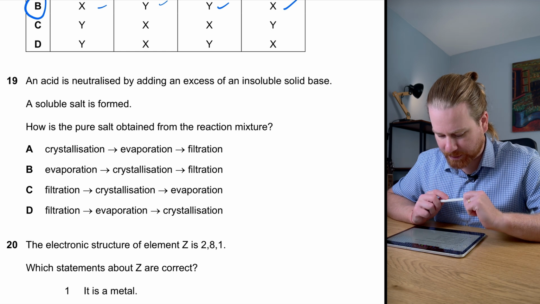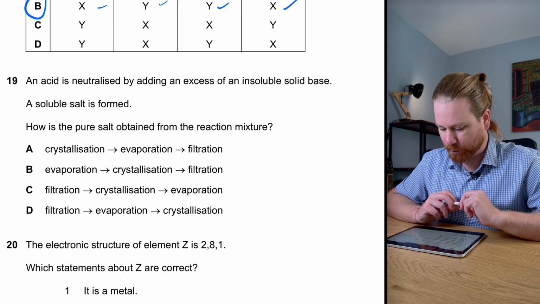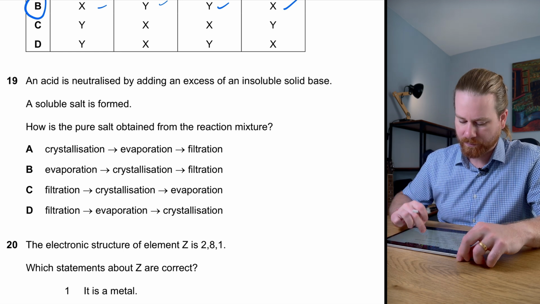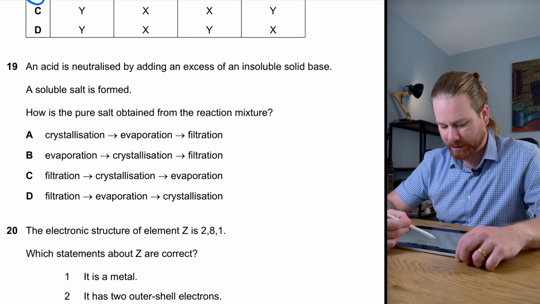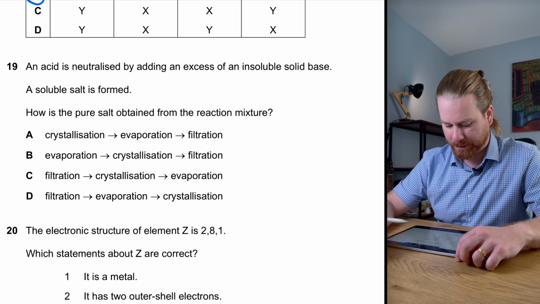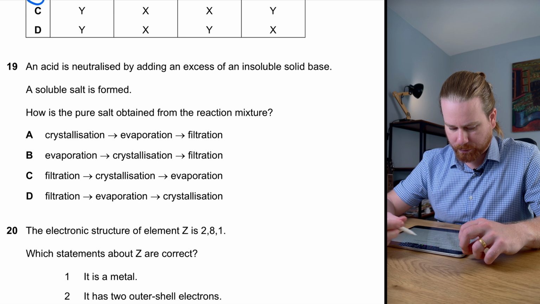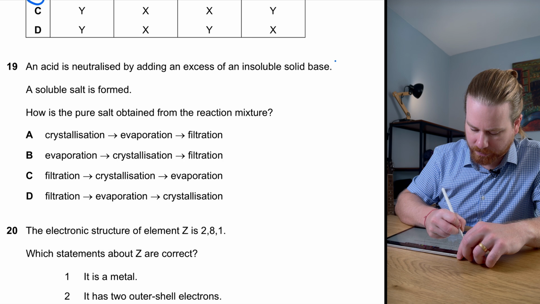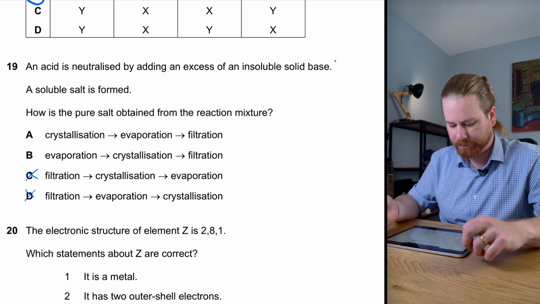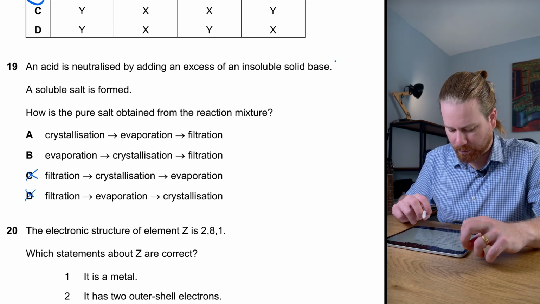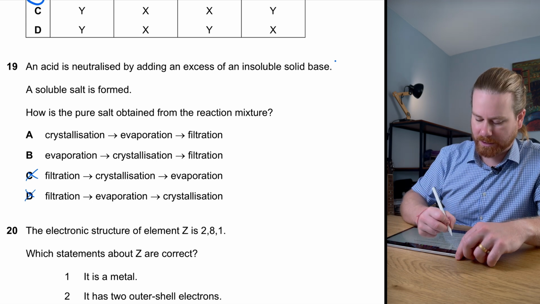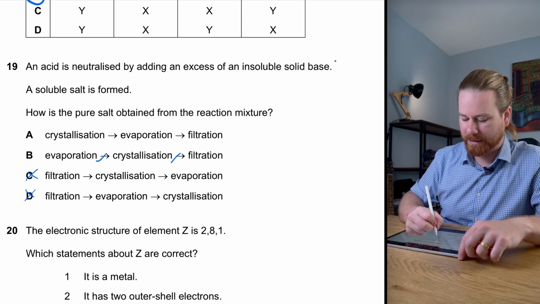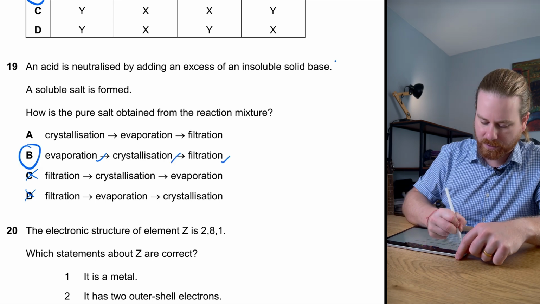Right, an acid is neutralized by adding an excess of insoluble solid base. A soluble salt is formed. All right. So how is the pure salt obtained from the reaction mixture? So it's a soluble salt, so we can't do this or this, so it can't be filtration. Is it going to be evaporation or crystallization? Well, the first thing you need to do is a bit of evaporation to get it to a crystallization point, and then once it's crystallized, you can filter your mixture. So there we go.